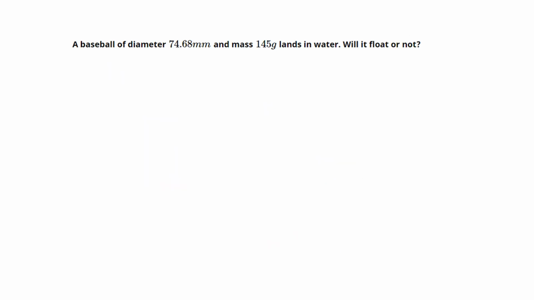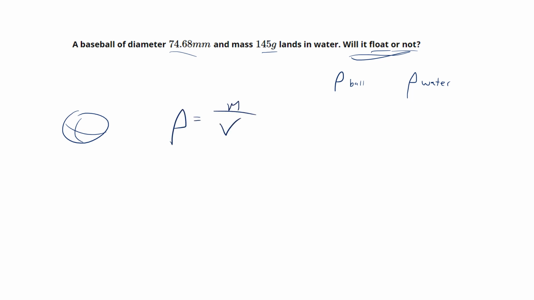A baseball of a given diameter and a given mass lands in water. Will it float or not? Well, let's see. What we're thinking about is whether the density of the ball is going to be greater than, less than, or equal to the density of water. So when we're thinking about our baseball here, it's going to be a sphere. Our formula is going to be the same. Rho is equal to mass divided by volume.